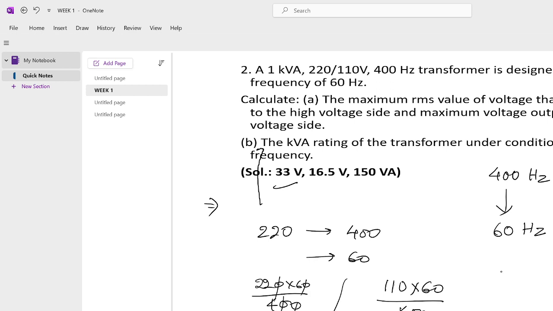And similarly, with KVA rating, it is V into I. So somewhere this is a function of frequency. So the KVA rating will also be downgraded. When it was 1000 VA, it was operating at 400 hertz, and now it is operating at 60 hertz. So what will be the VA? That will be 1000 into 60 divided by 400. Is everyone clear with it?